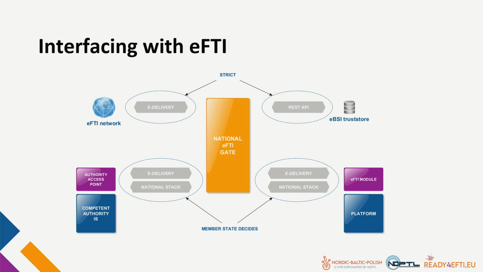And then there is this new purple box, the authority access point, which is a completely new component. Its purpose is to authorize the requests to the FT network and do the message exchange. So this is the new component.